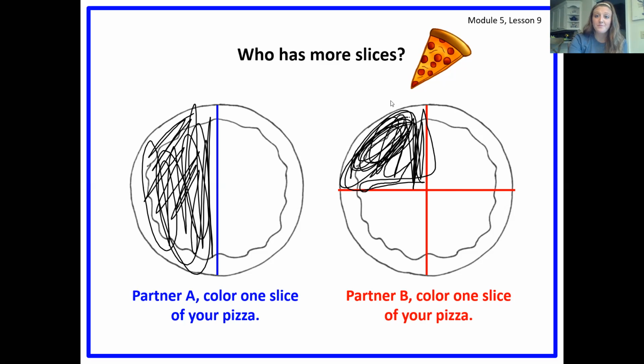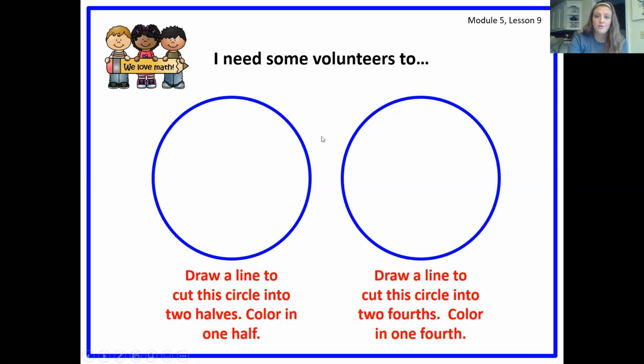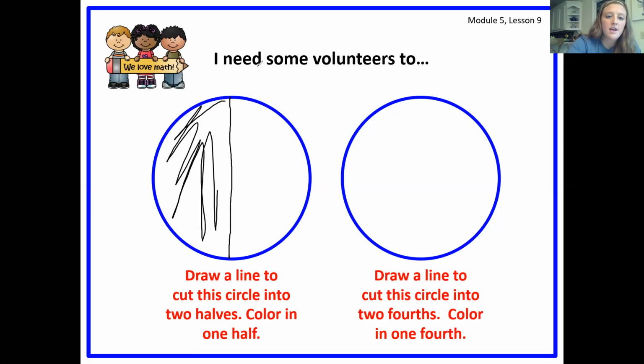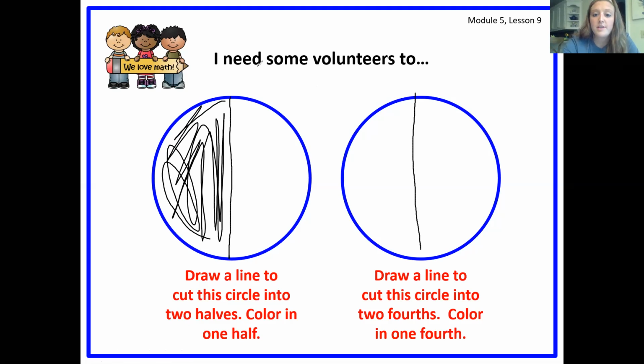So we're going to move into looking at some of these. I want you to help me. We're going to draw a line to cut this circle into 2 halves and color in 1 half, like we just did. So I'm going to cut it with one line into halves. I made sure I went through the center so that the halves are equal. Now I want to partition, or draw lines, to cut this circle into fourths and color in 1/4. So partition through the middle and color in 1/4 of this pizza.